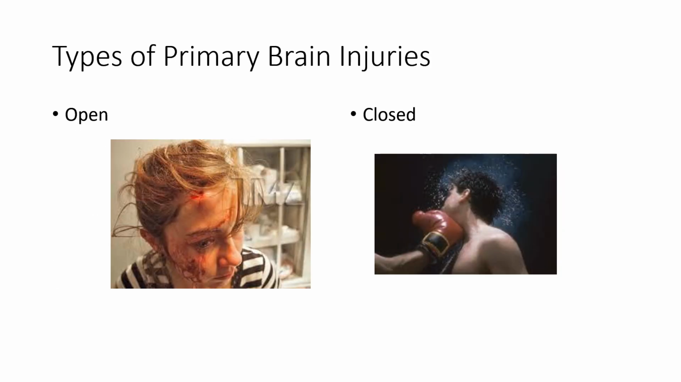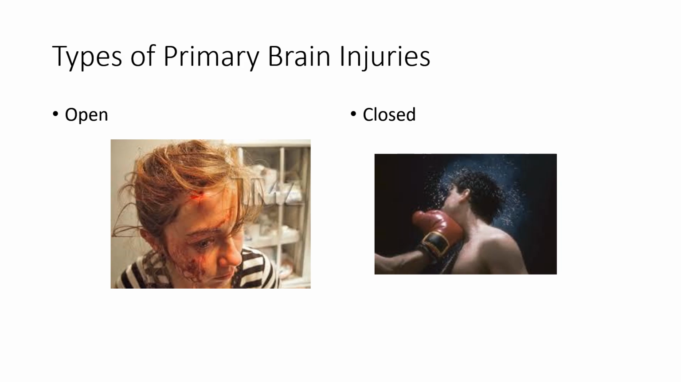These are the types of primary brain injuries. An open brain injury means that there has been a break in the skull, due to the skull striking a surface or an object striking the skull. And in this case, they would have a skull fracture.